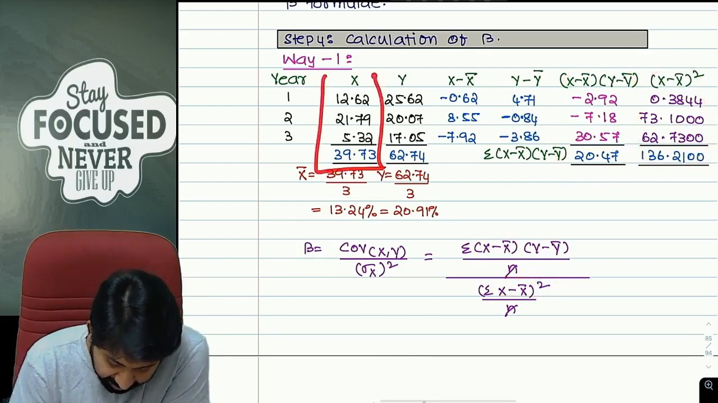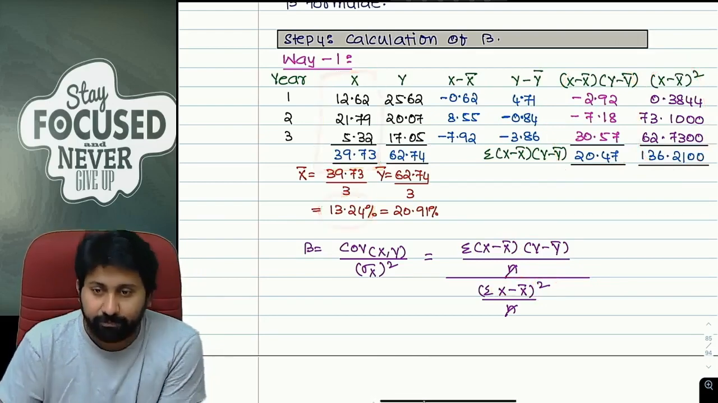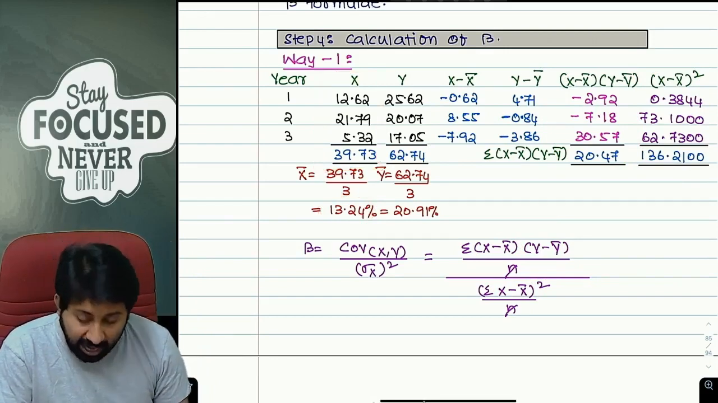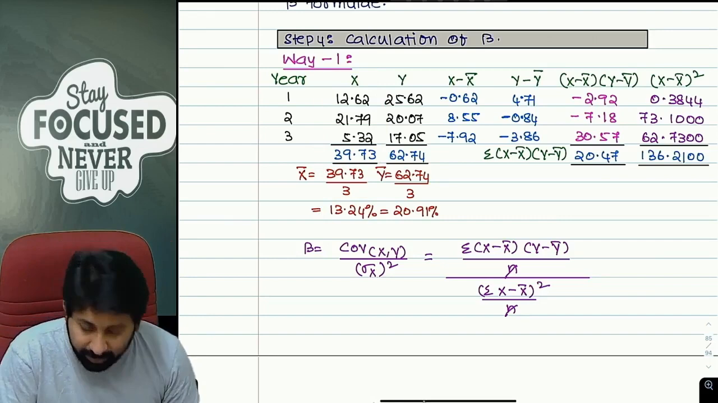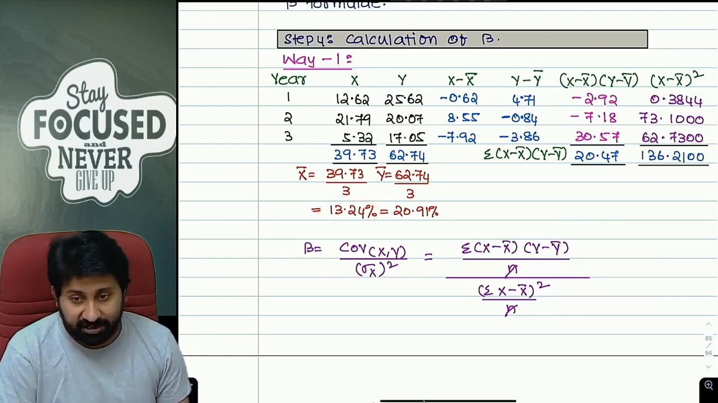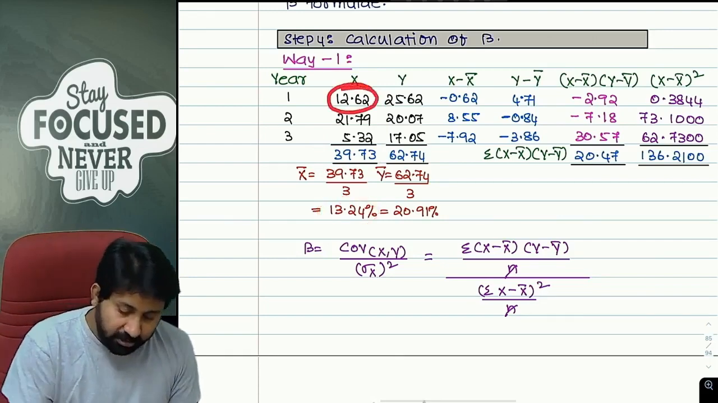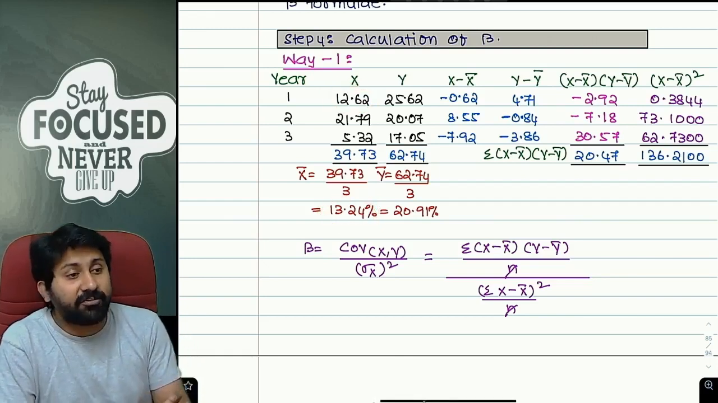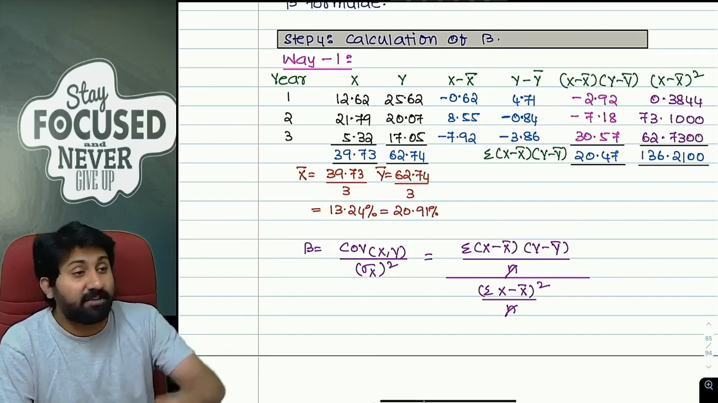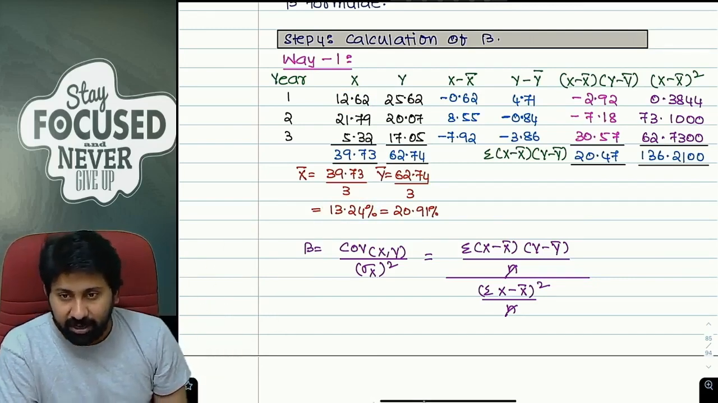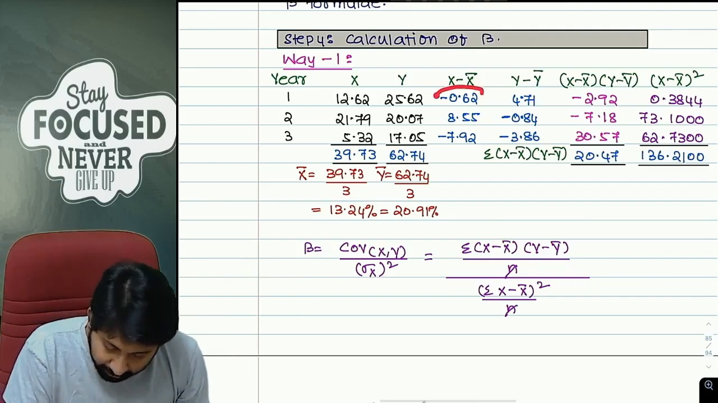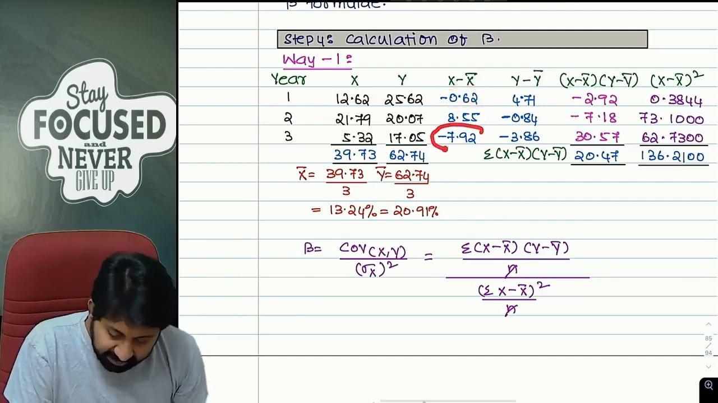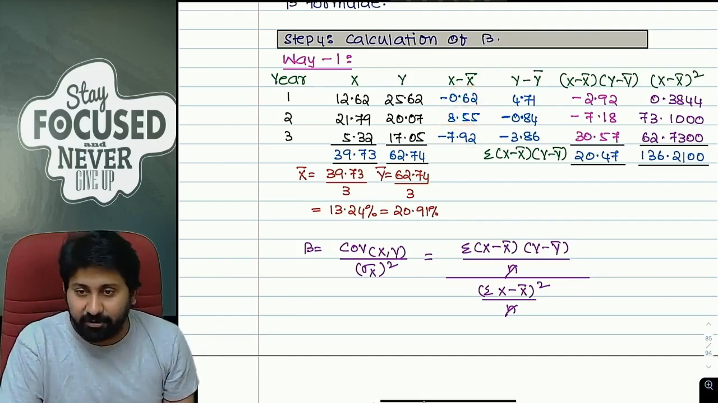The market average is 13.24. Market has given a total return over the 3 years of 39.73, and the average happens to be 13.24. The first year is 12.62, but the average is 13.24. That means the average we calculated has a deviation from the actual information. What is the deviation? Minus 0.62 for the first year, 8.55 for the second year, minus 7.92 for the third year.